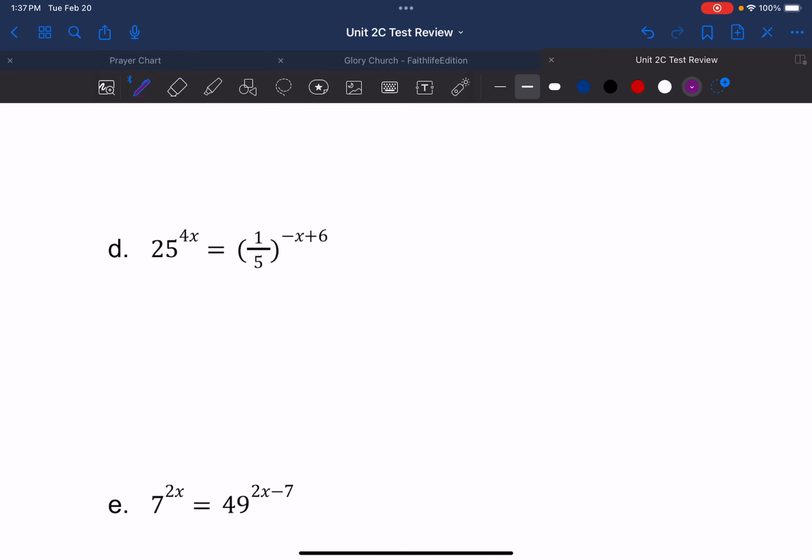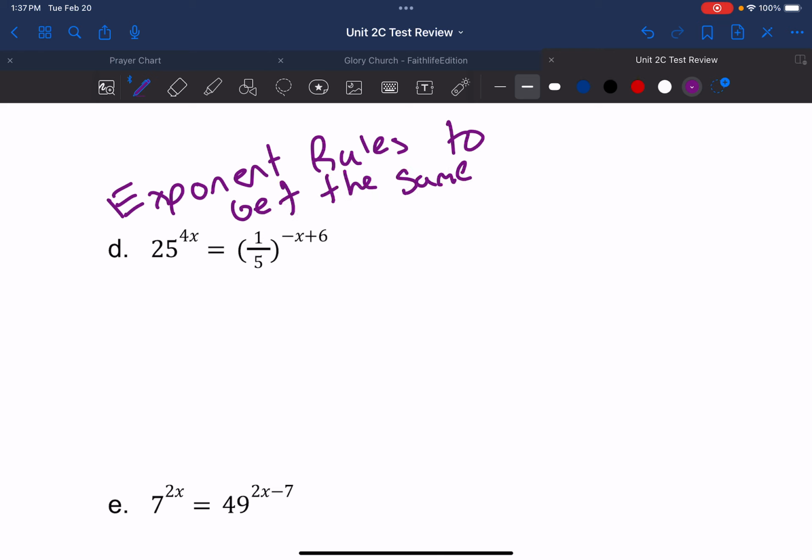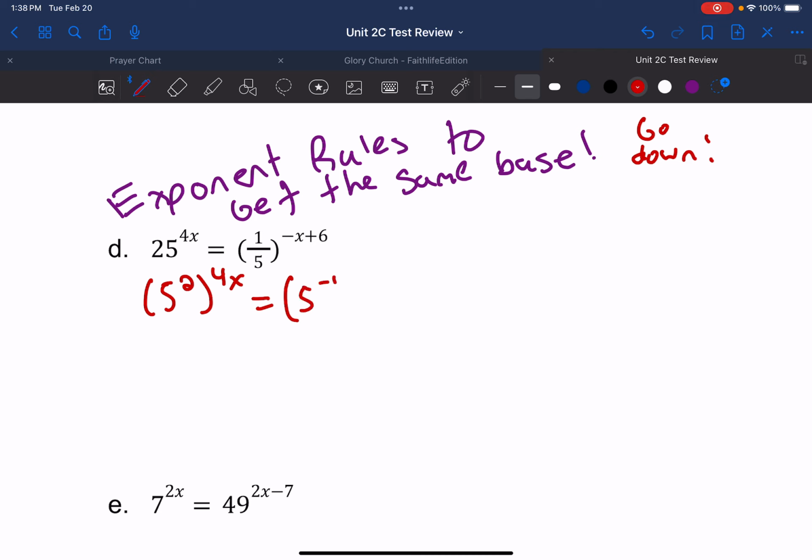This is using exponent rules, so I'm going to write that. I'm going to use my exponent rules to get the same base. And you always think of going down. So I'm going to go from 25 to 5 squared. I'm going to write that in parentheses. And then 1/5 is going to switch to 5 to the negative 1 equals negative x plus 6.